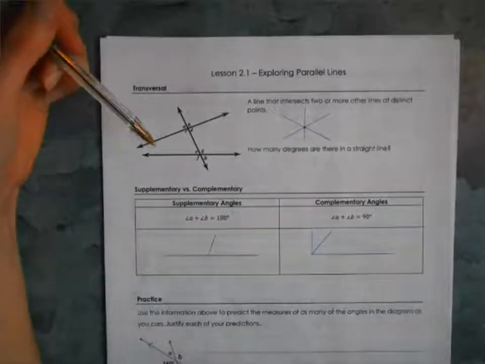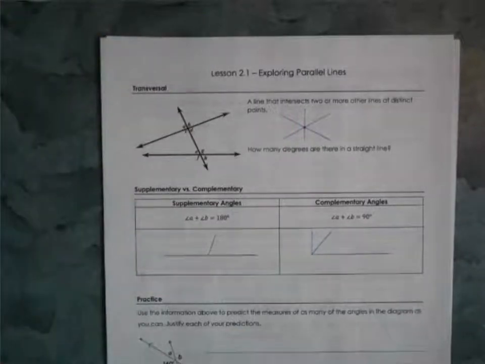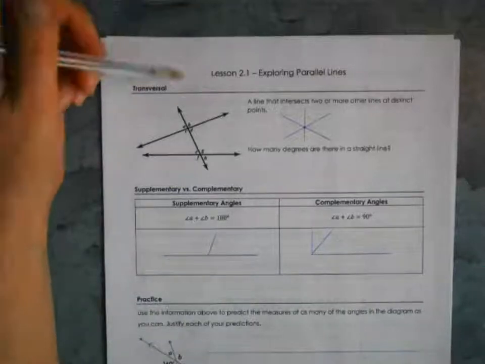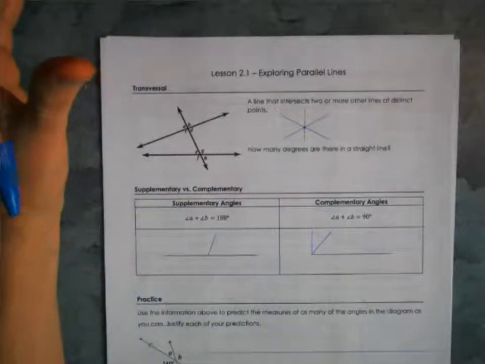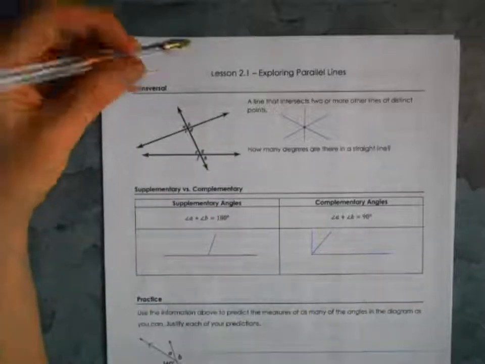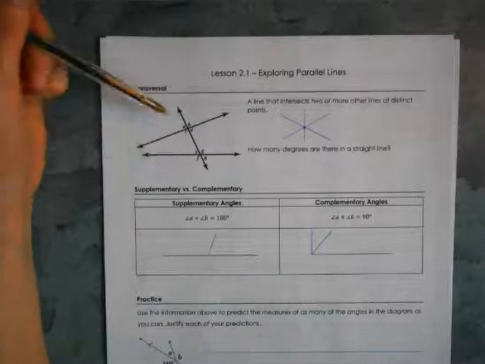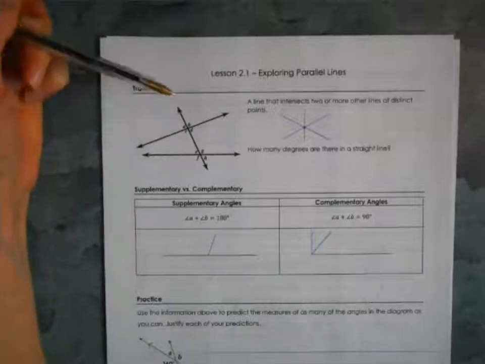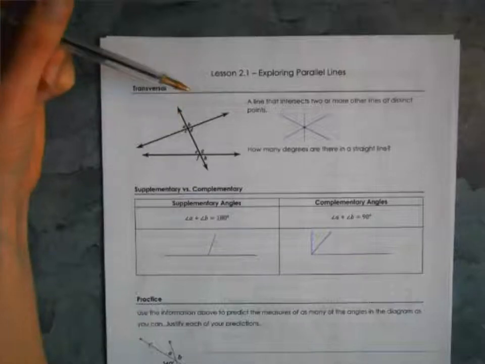So with this section, basically what we're going to be doing is learning some of these properties and then using them as justifications in order to be able to calculate the measurements of different angles in sets of lines, and then later on in triangles and different types of polygons.